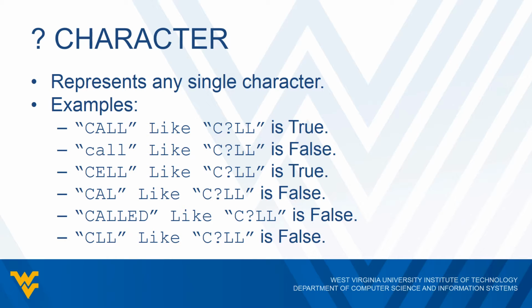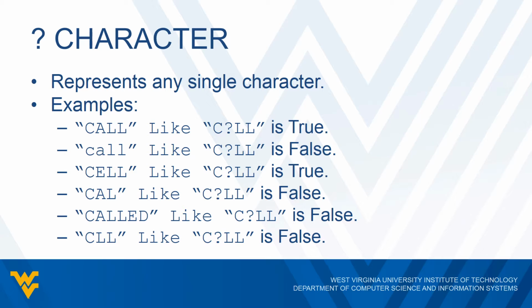Let's do one more example. Let's say we have CLL and see if that matches our pattern C question mark LL. This is also false. The question mark corresponds to any character. That does not include no character. There isn't a null character in this case. There has to be a character for that spot.